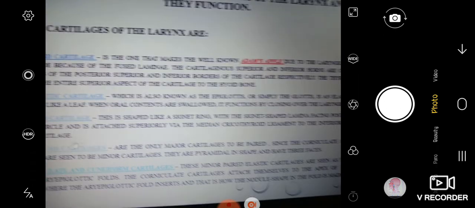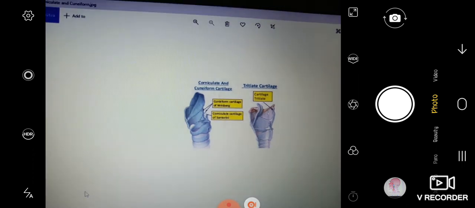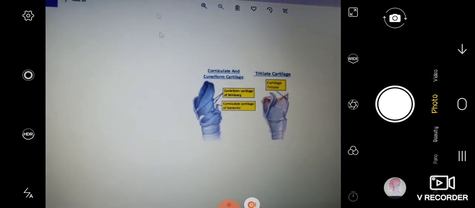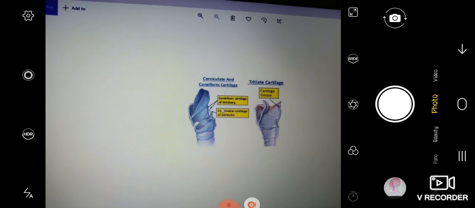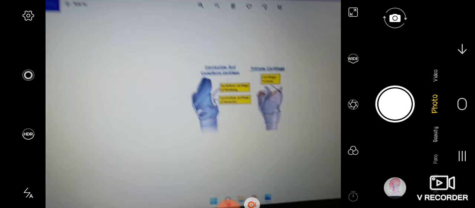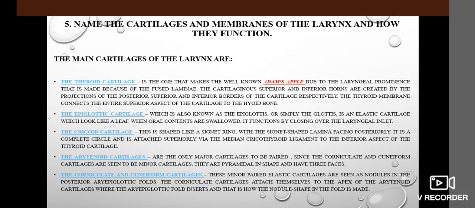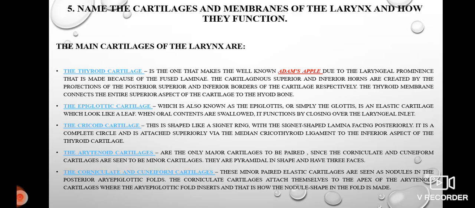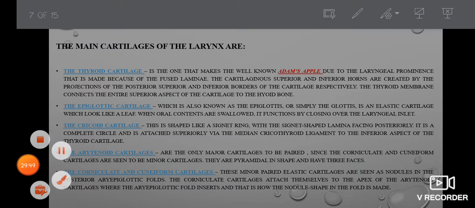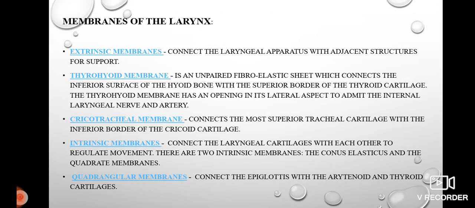So next, we have the membranes of the larynx. First, the extrinsic membranes connect the laryngeal apparatus with adjacent structures for support. And we also have the thyroid membrane, an unpaired fibroelastic sheet which connects the inferior surface of the thyroid bone with the superior border of the thyroid cartilages. The thyroid membrane has an opening in its lateral aspect to admit the internal laryngeal nerve and artery.